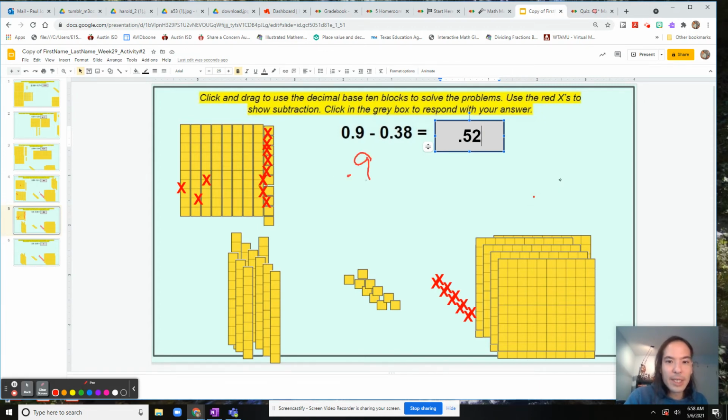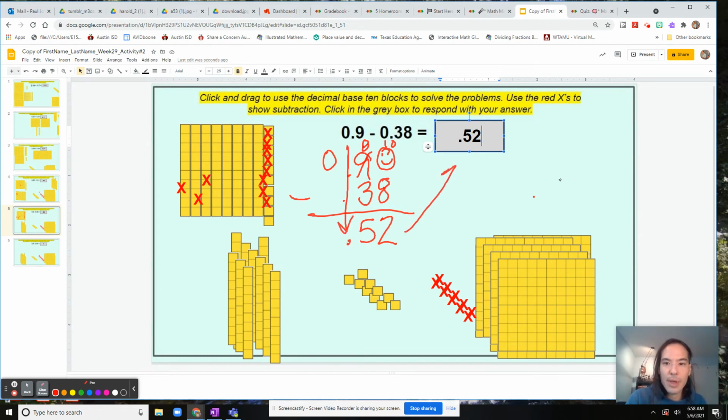We have 9 tenths, and we want to subtract 38 hundredths. Let me put the 0 over there. All right, and then I'm going to add a face to save a place. I'm going to borrow. So 10 minus 8 is 2. 8 minus 3 is 5. We don't have anything over there. Drop our decimal point like it's hot. Do they match? Yes, they do.